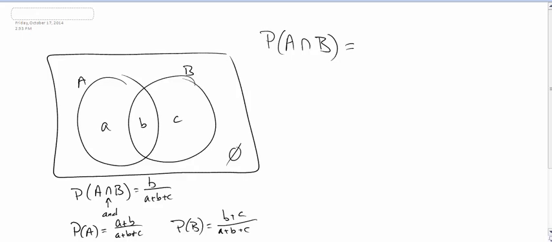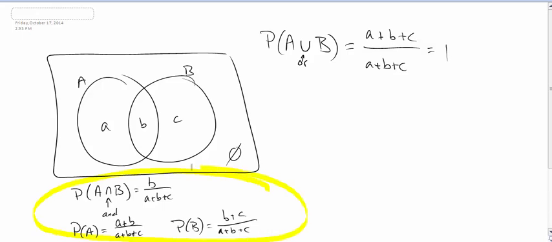So what about this? Probability of A not intersect, but the probability of A union B. That would be probability of A or B. Okay, so let's think about what that would mean. It would be A plus B plus C, in this case, over A plus B plus C. And in this particular case, it's 1 because there's nothing outside there. But I want to think of this probability as this sort of stuff.